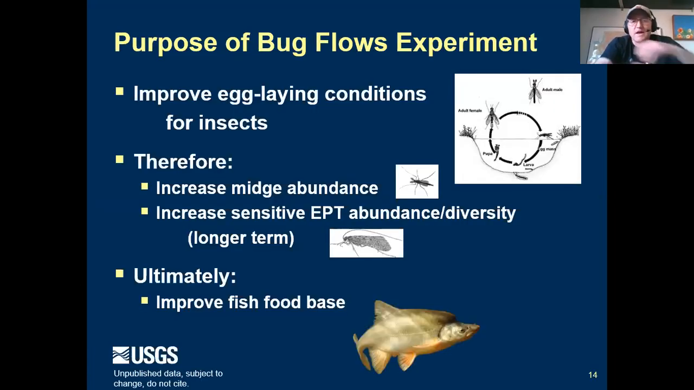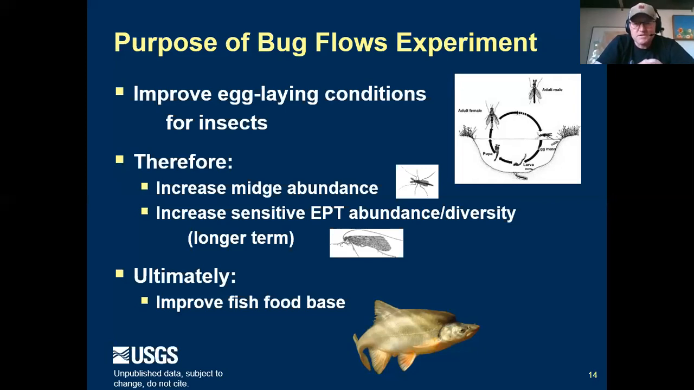So yeah, that led us to this bug flow experiment. We showed that load following operations were creating this bottleneck for insects. It was killing the egg stage, and we think that was why diversity and production of insects was low. And so we wanted to try and translate that into a policy, into some change, a way to mitigate that undesirable effect. And so what we came up with was this bug flow experiment.